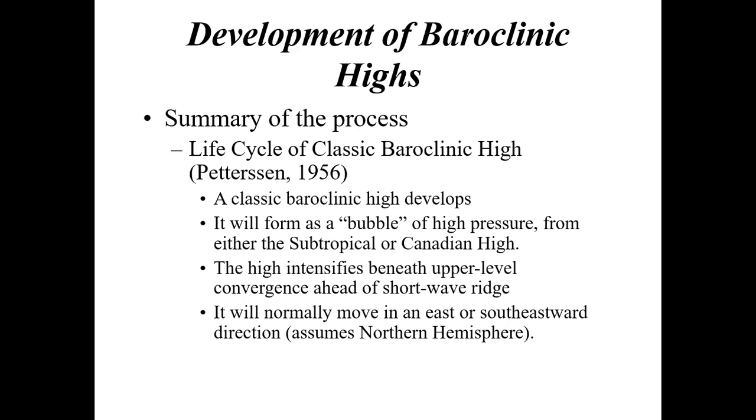Pedersen in 1956 described these steps. The first step is you get a classic baroclinic high to develop, and it will form as a bubble of high pressure from either the subtropical or Canadian high. The high will intensify beneath the upper level convergent quadrant ahead of a shortwave ridge, and it will normally move in an east or southeastward direction towards the strongest cold air advection.